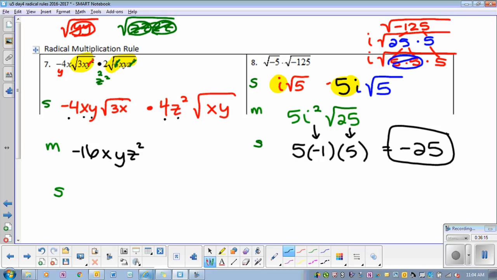Now, on the inside. Three. Can I multiply 3 with anything inside? No. How about the x's? Oh, I have 2. So that's x squared. And then y. Good.